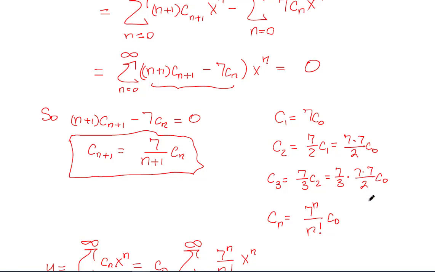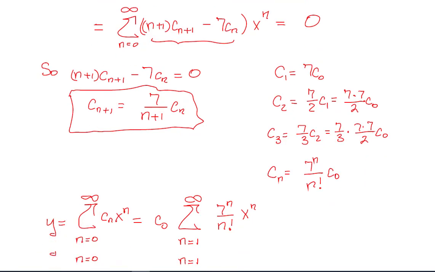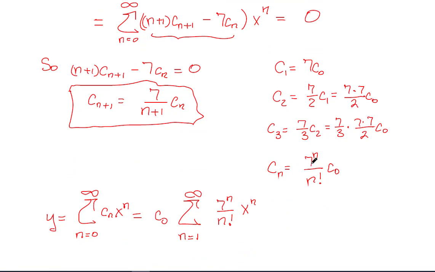And so if you trace this out, you get the relationship that the nth term is just 7 to the n over n factorial times c0. So since they all have c0 in it, factor it out. And so here is our power series solution to the first order problem that they gave us. So if you're unfamiliar with power series, dig out your calculus book and look a little bit at power series, Taylor series, and rules for convergence and divergence.